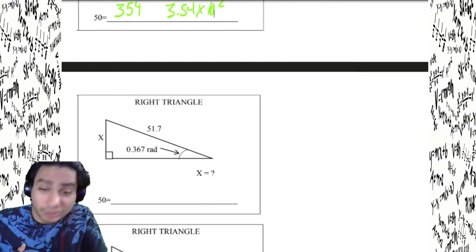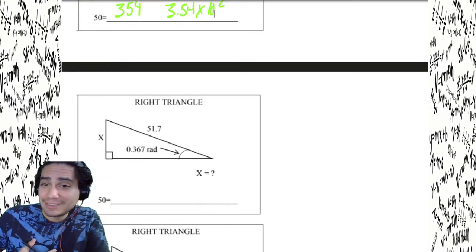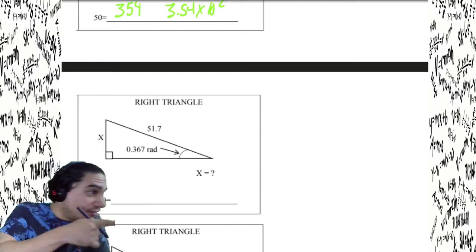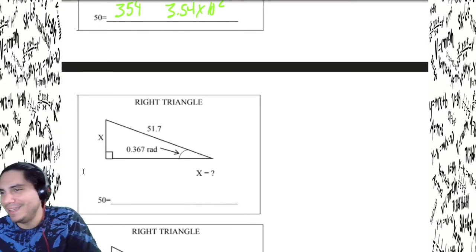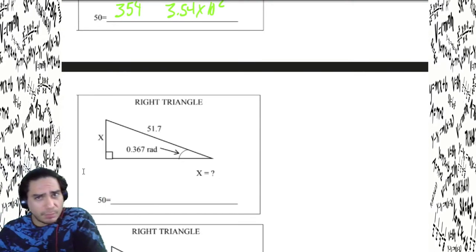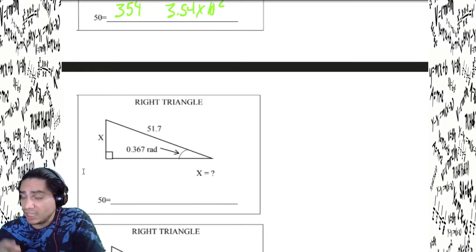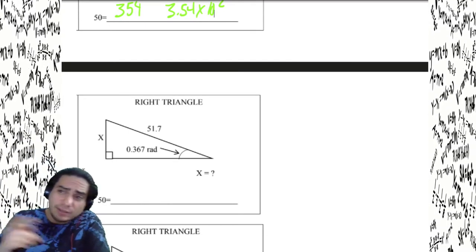Uh-oh. I didn't know we were going to be doing some rad problems today. You know, this looks kind of radical. But no, it's not that radical. We're not talking about square roots. We're not talking about roots of any kind. We're talking about radians, okay? We're talking about radians.